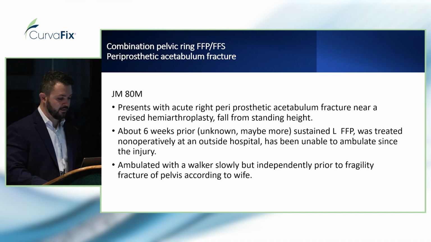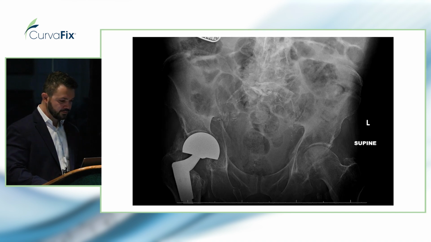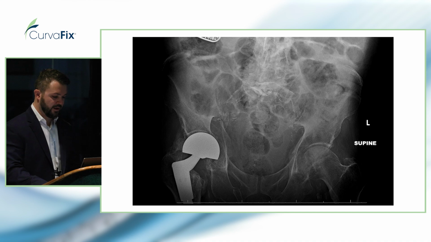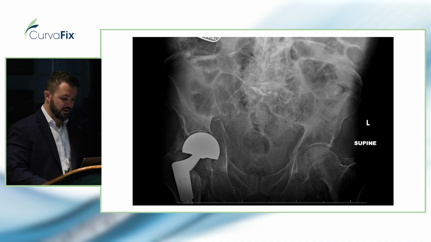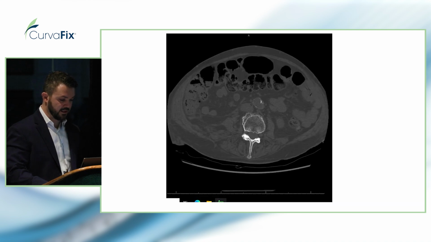Before his fragility fracture of the pelvis, he had been able to ambulate with a rolling walker around his house independently. Here's an AP radiograph of his pelvis that we obtained. You can see on the left side he's got some callus formation around a pelvic ring injury, and on the right side an acetabulum fracture.